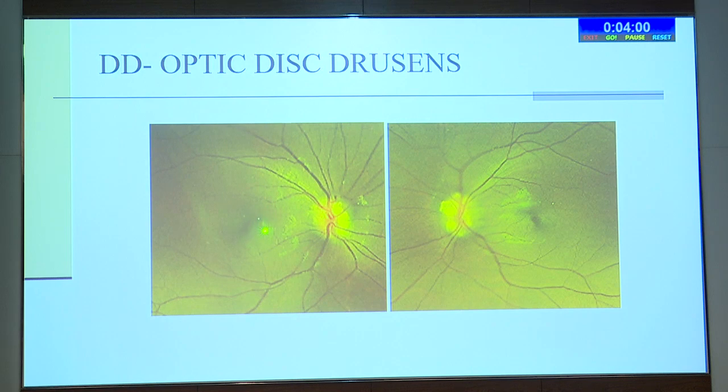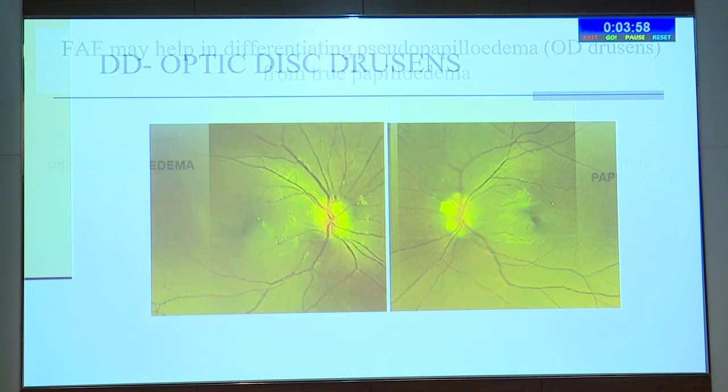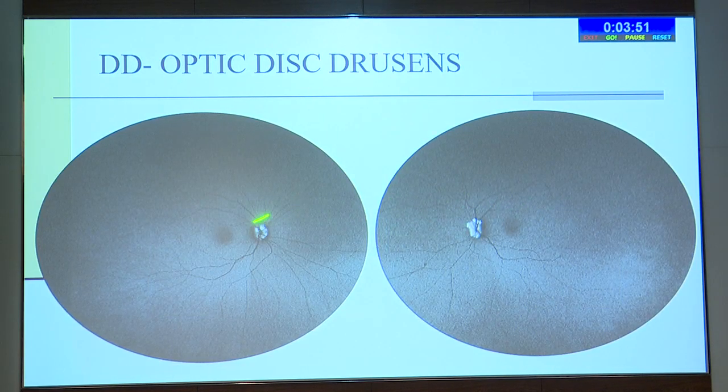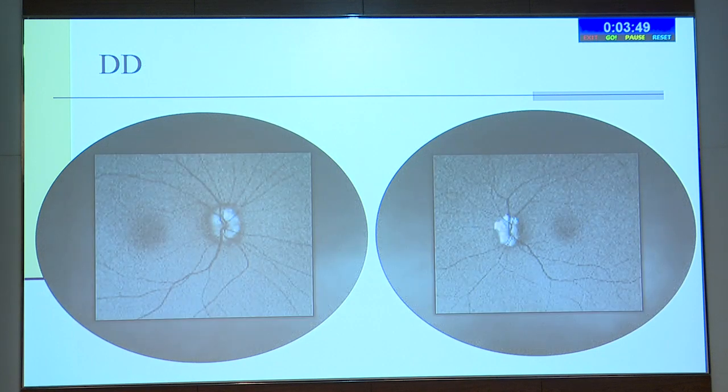Now this is especially true when you have buried optic disc drusen like this. When you have surface drusen like this, where you can see a lumpy appearance, you know what you're going to get on autofluorescence.